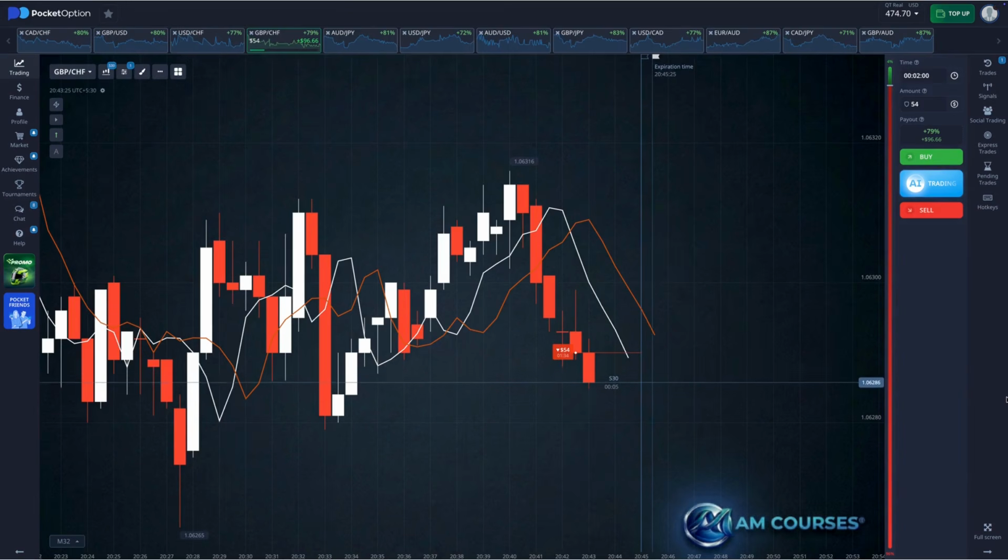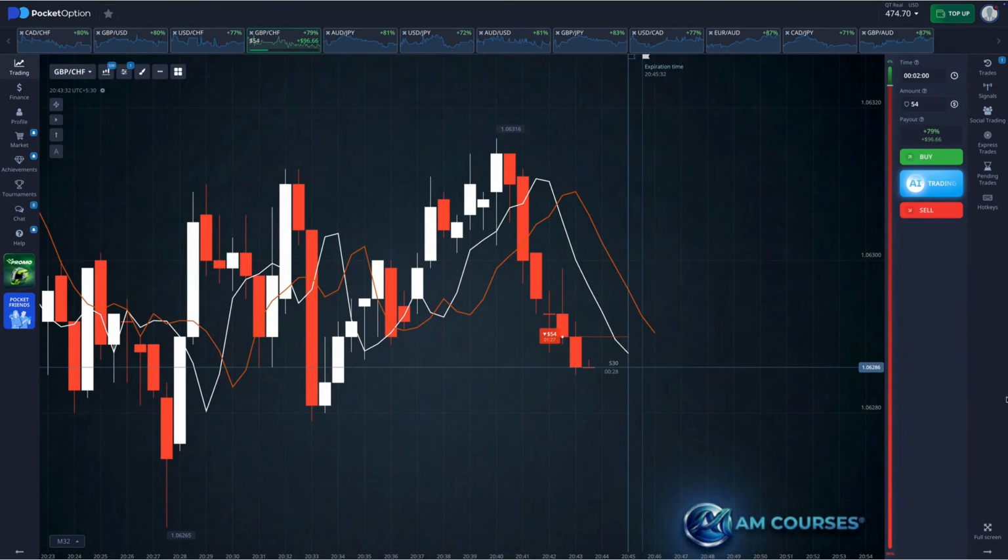This was the first signal, but I didn't enter immediately. I waited, I watched the candles, and right there, two red candles closed completely below both lines. Not touching them, not partly below, completely below. That's the confirmation I needed.